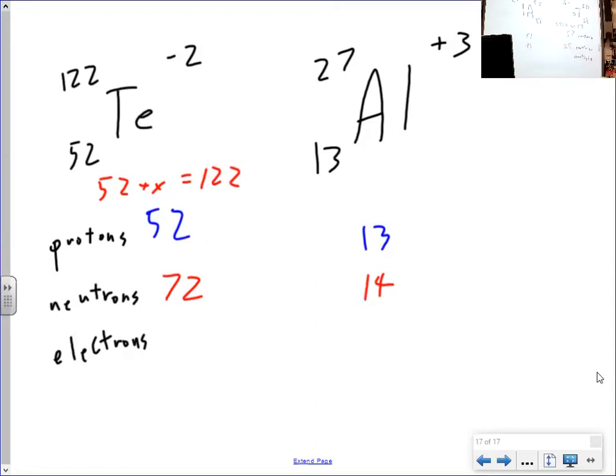Looking at the first one, am I positive or negative? Negative. It means I have more electrons. So this number needs to be what than this number? Larger. How many bigger? 2. What's the answer? 54. Very good. Don't think about adding or subtracting. Don't make yourself a rule. You'll get confused. Negative means I have more electrons. How many more? 2 more. What number is 2 more than 52? 54.